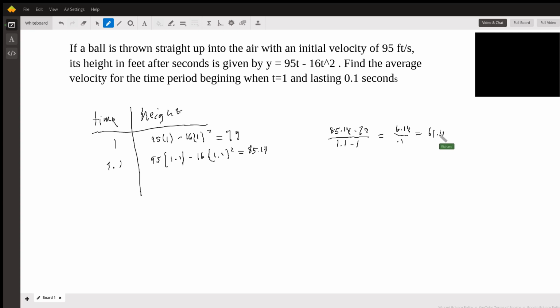And let's make sure we get our units here. It's in feet per second, so the average velocity between time 1 and time 1.1 would be 61.4 feet per second. So it's actually very simple.